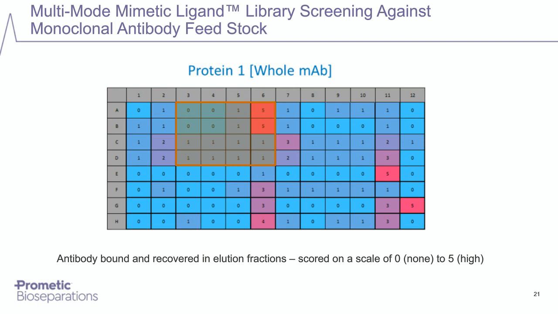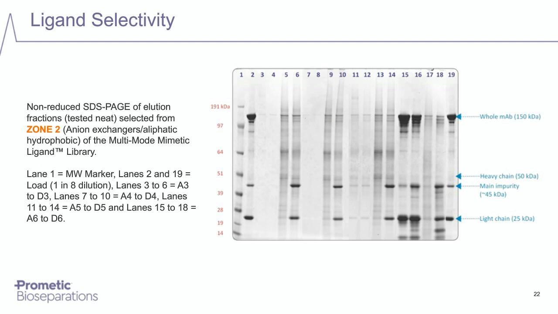And if we take those fractions and run them out on an SDS page gel, we can see here that a number of these ligands are doing a very good job of binding impurities, host cell protein. So if we look at lanes 5, 9, and 13, you can see those ligands are pulling out a lot of protein that isn't product related. This is host cell protein. If we look at other lanes, such as lanes 6 and 10 and 14, you can see those ligands are binding some host cell protein, but also some antibody-related impurities.